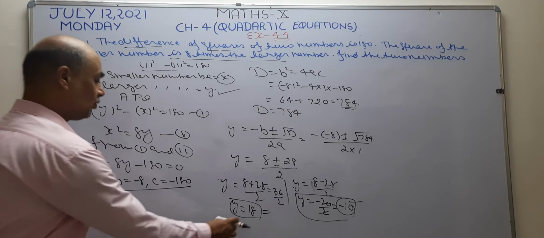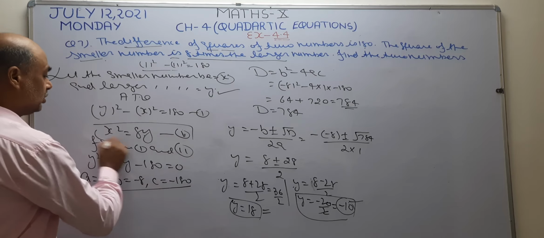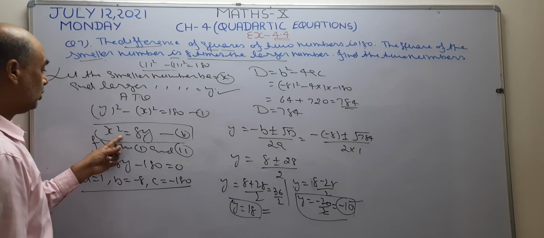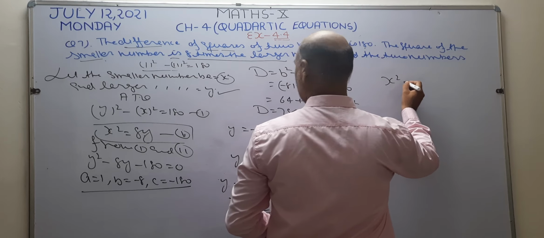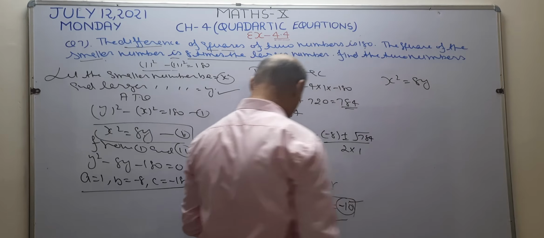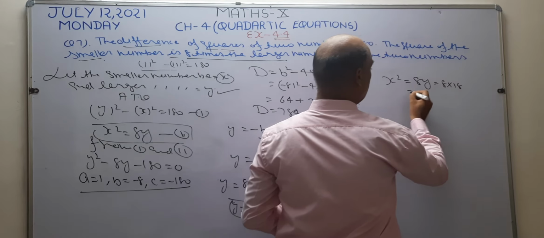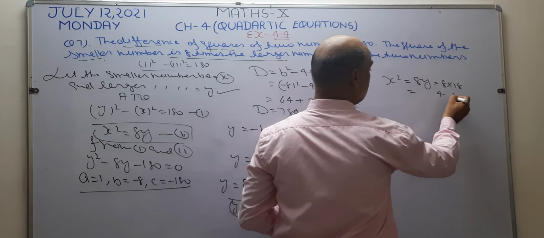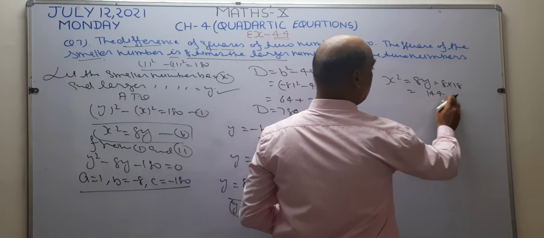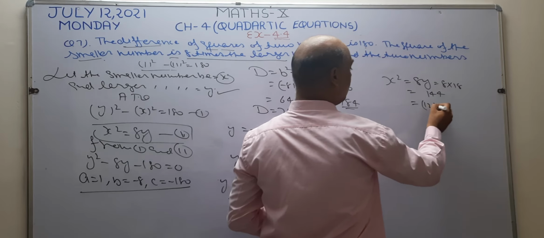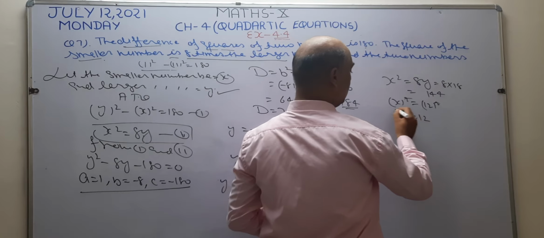I want to substitute this value in this equation. In equation number 2, I want to put the value of this y in equation number 2. So I write here x square equal to 8y. Value of y is 18. So I write here 8 into 18. Now 8 8s are 64. 6 is there. 8 1s are 8. 8 plus 6 is 14, so 144. 144 is square of 12. So I write here square of 12. Square is cancelled by square. The value of x becomes 12.